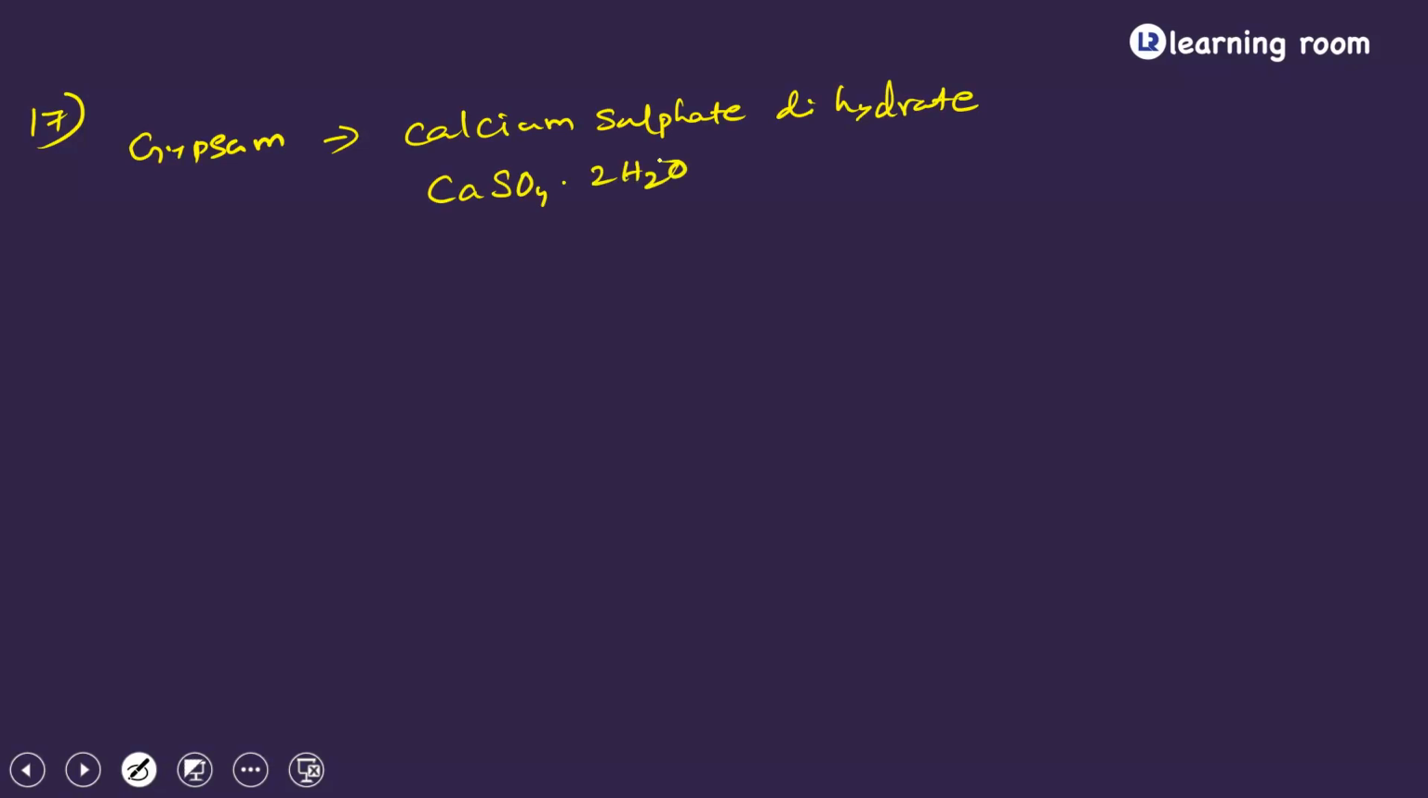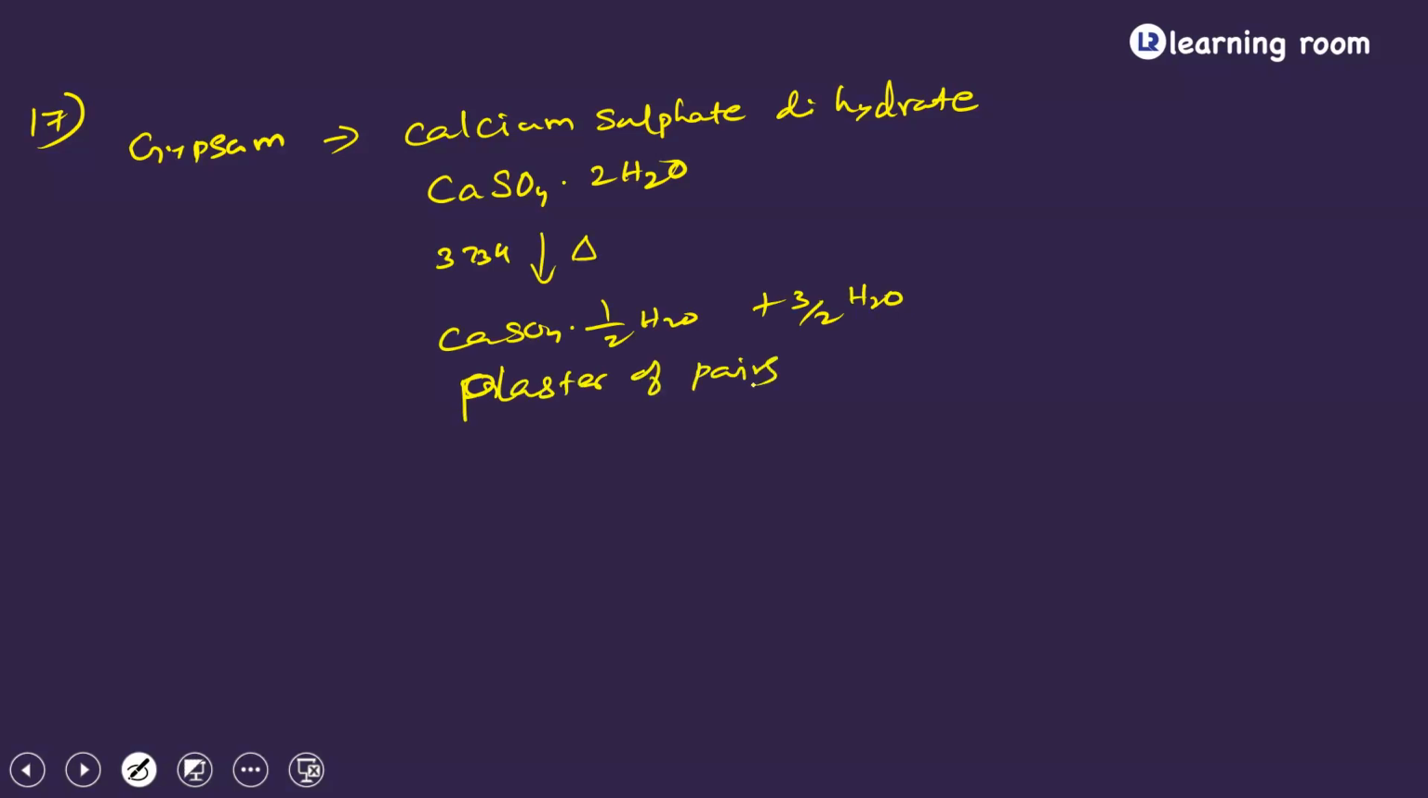That's all, okay? And then what happens when gypsum is heated at 373 Kelvin? Write the chemical equation for that. How many times will you write this? It is the same. What will happen? It is heated to 373 Kelvin. It will form CaSO4 and half H2O plus 3/2 H2O. This is called plaster of Paris or POP. So what is the name? Calcium sulfate hemihydrate.